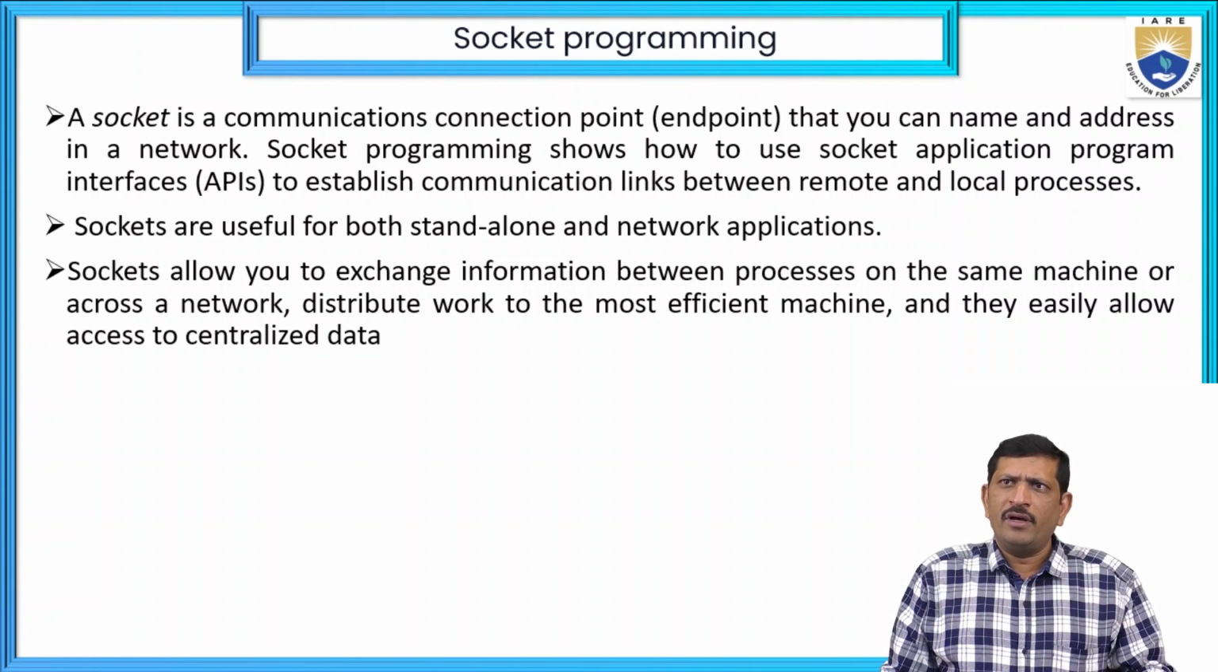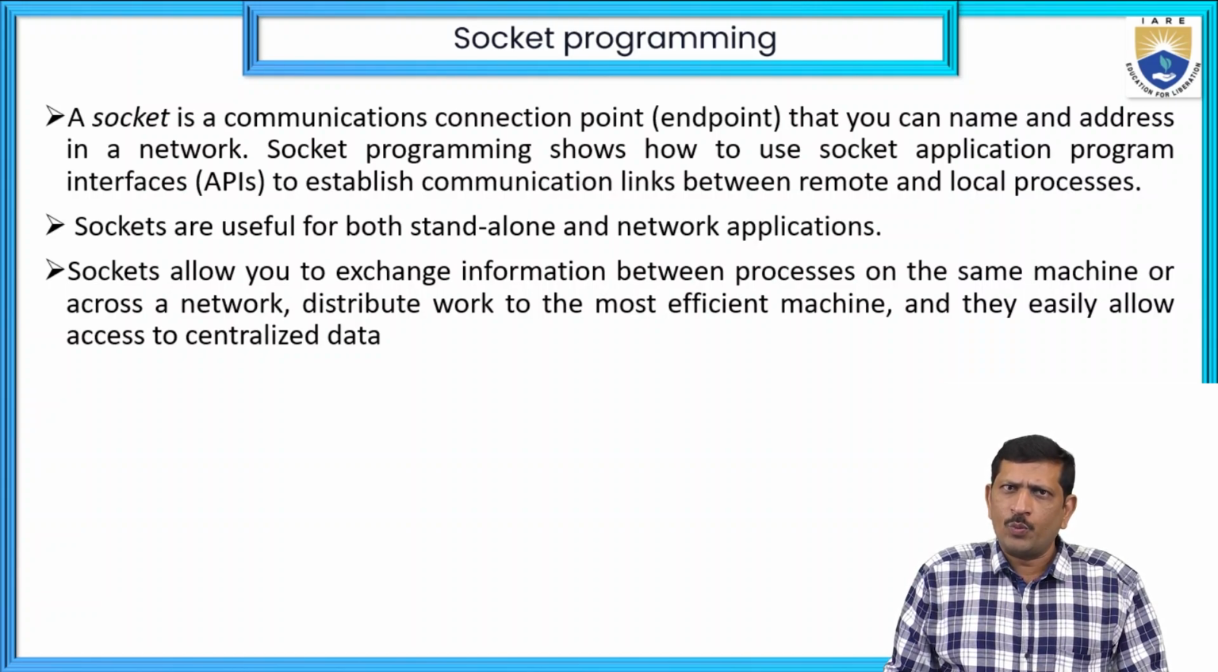that you can name and address in a network. The network should be the same network, not a different one. The same network can be utilized in socket programming. Socket programming shows how to use the socket application program interface, that is, the API, to establish a communication link between the remote and the local process.